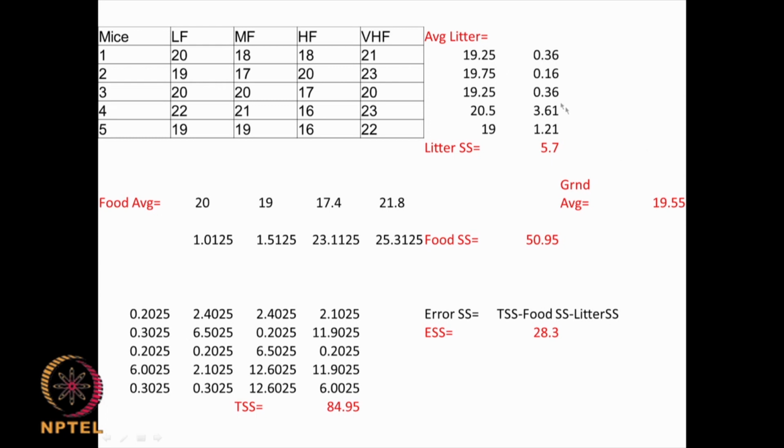Then I subtract, square, multiply by 4 because there are 4 terms, then add up all of them, I will get the litter sum of squares. Just like the food sum of squares, I get the litter sum of squares. So, you know how to do the total sum of squares. So, the error sum of squares comes out to be TSS minus food sum of squares minus litter sum of squares.